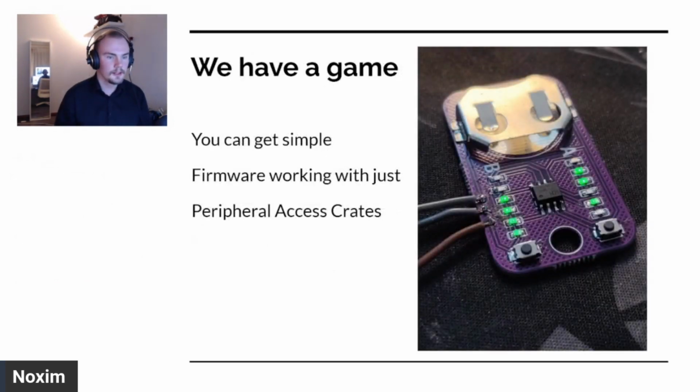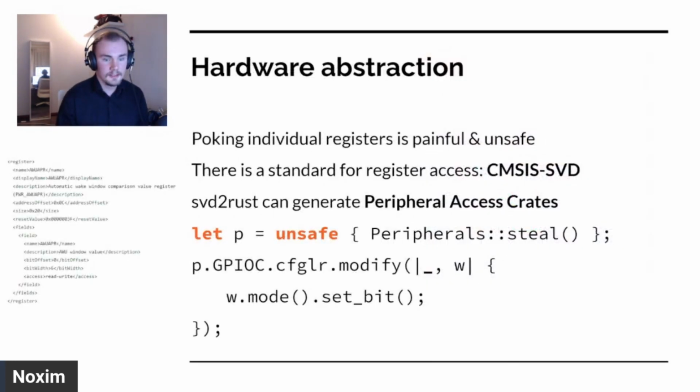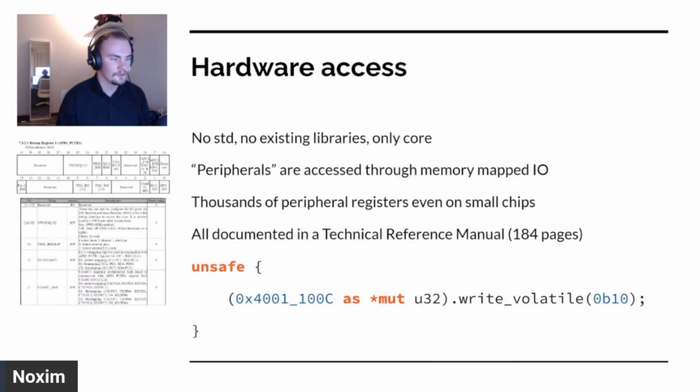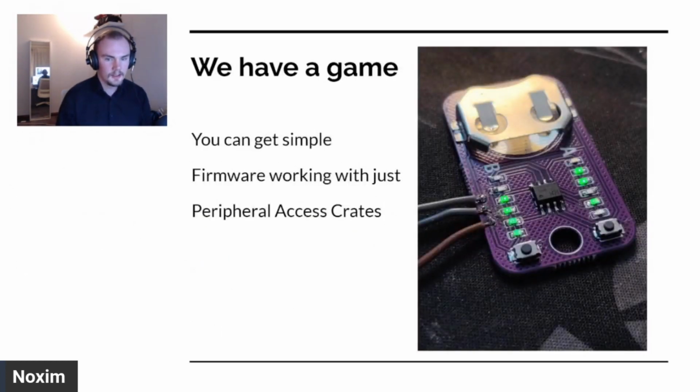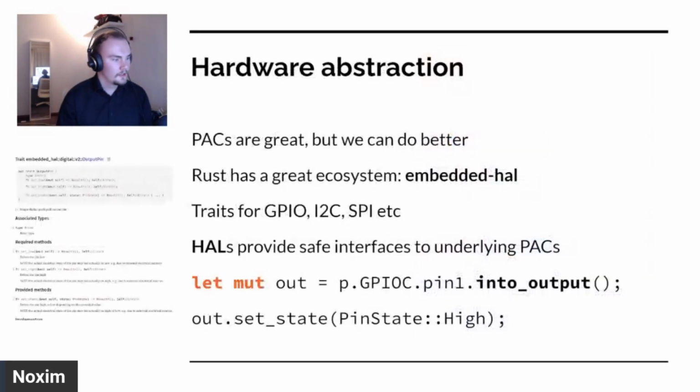Okay, and PACs really help with writing code. I mean, what you see on the bottom is much easier to reason about than just raw memory addresses. So with that, I got my first version of this game working. You can see there are some debug wires running to the board, and it has LEDs on it. And it was great. It worked. But we can do even better.